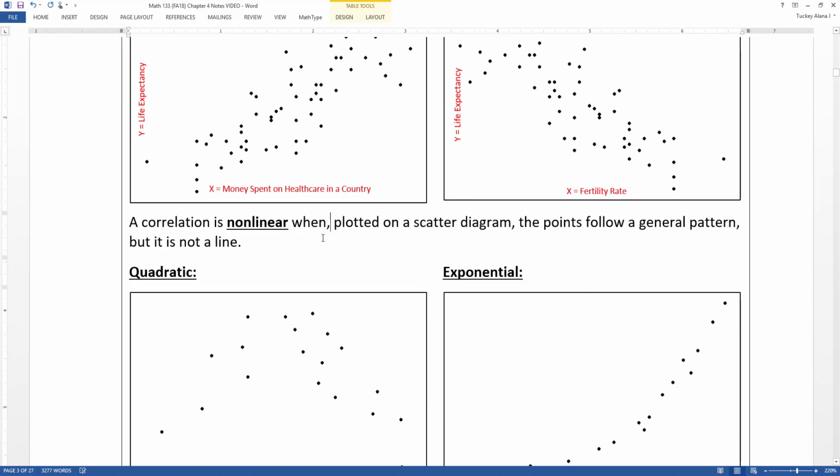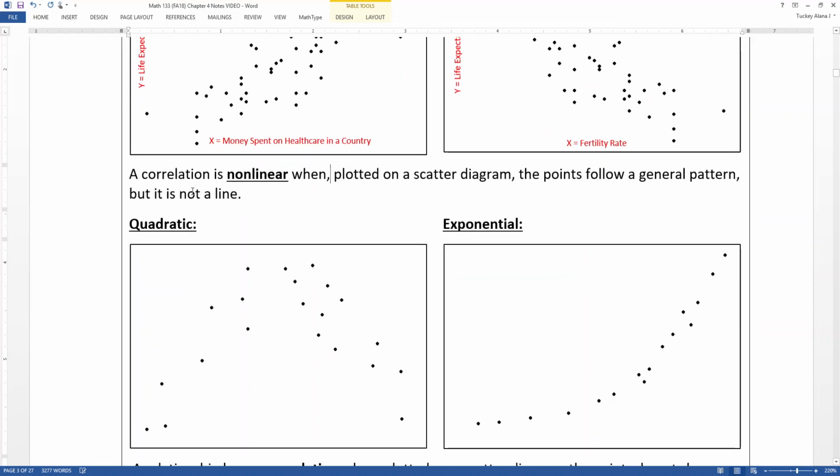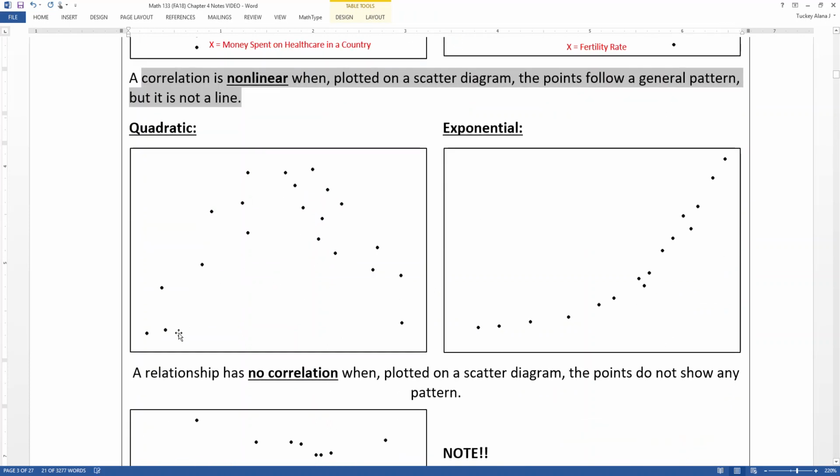Now, there are other relationships, but they're not as important to us. They're actually nonlinear relationships, relationships that are very interesting to study, but they're not something we're going to study in this class. There's the quadratic relationship that forms kind of a parabola shape, and there's an exponential relationship that forms a curve. Exponential in particular is very important for population growth and stuff like that.